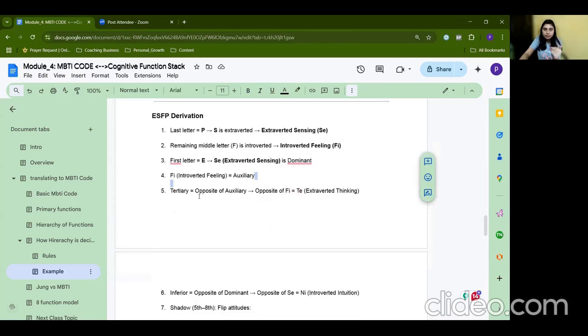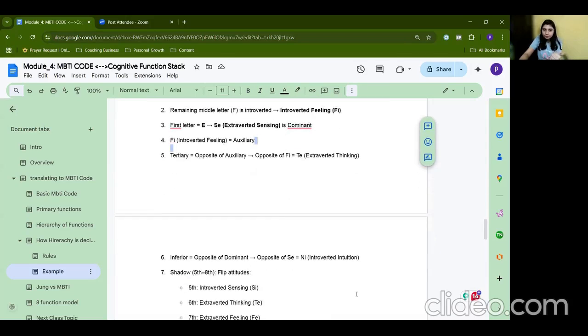To determine the tertiary, that would be the dichotomous opposite of auxiliary. The opposite of Fi would be Te, extroverted thinking. To determine the inferior, it would be the opposite of dominant, and the dominant we determined is extroverted sensing. The opposite of Se would be Ni, introverted intuition.